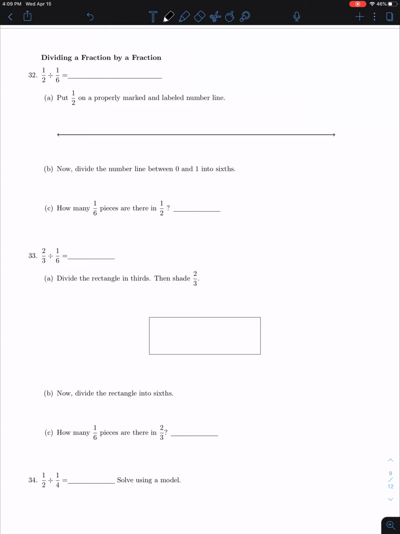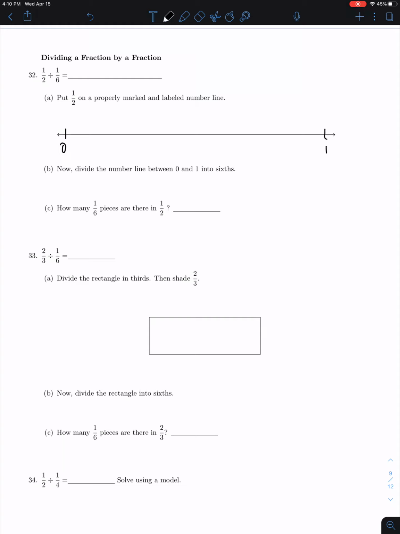All right, so 32, what we're trying to do is now we're dividing a fraction by a fraction. So remember, up to this point, we've always been dividing a whole number by a fraction or a fraction by a whole number. So now we want to do similar things, but with fractions and fractions. So the first thing we want to do, again, number line model. So 1/2 divided by 1/6. So again, just like we did before, we want to put 1/2 on the number line.